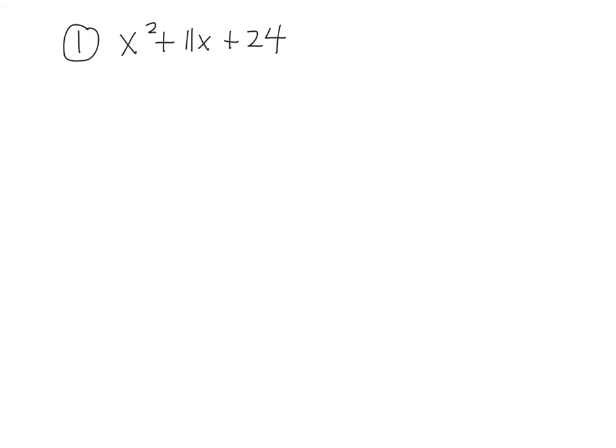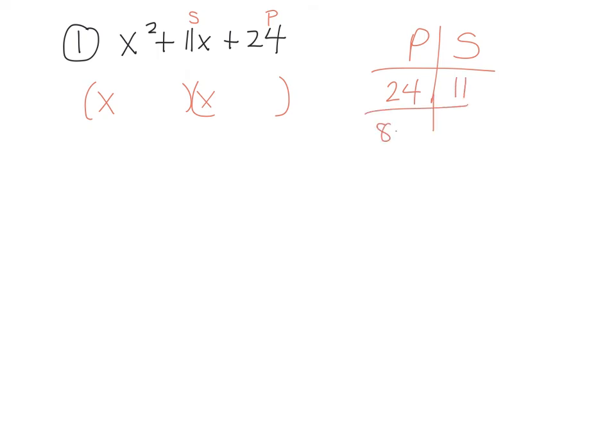Now you need to try some on your own. If you're skipping this part, don't. Just do it. So put it on pause and see if you can get all the way through this problem. So I always start by putting parentheses, putting in x and x, realizing this is the sum, this is the product. They have to multiply to be 24, add to be 11. 8 times 3, 8 plus 3, that's plus 8, plus 3. That one's done.